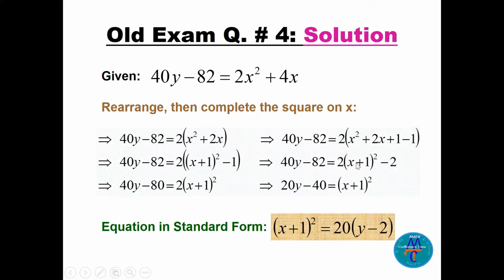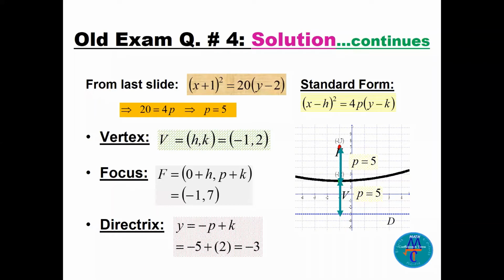Then you can multiply, you know the story now. And then rearrange. And here we divide by 2. Divide by 2, divide by 2. So we get this equation. Now from the last slide, we have seen the equation in standard form. X plus 1 squared is equal to 20y minus 2. If I compare it with this equation in general, I can say 20 is equal to 4p. So p will be 5.